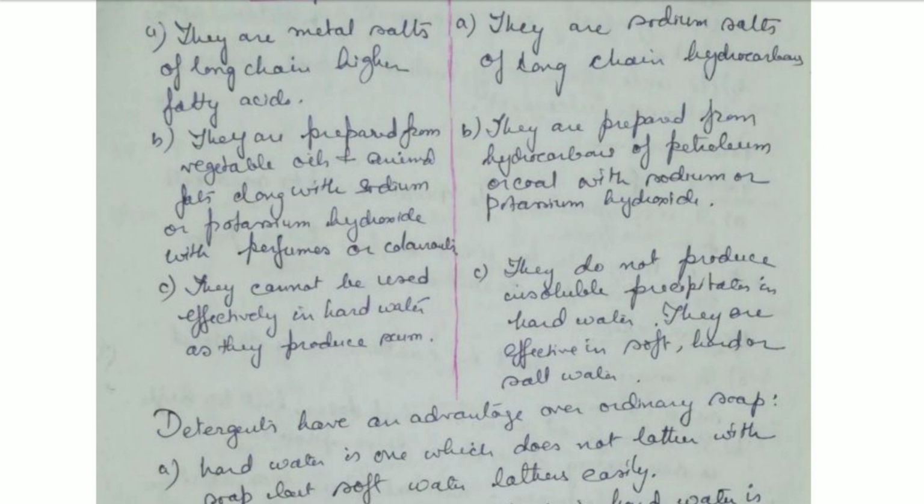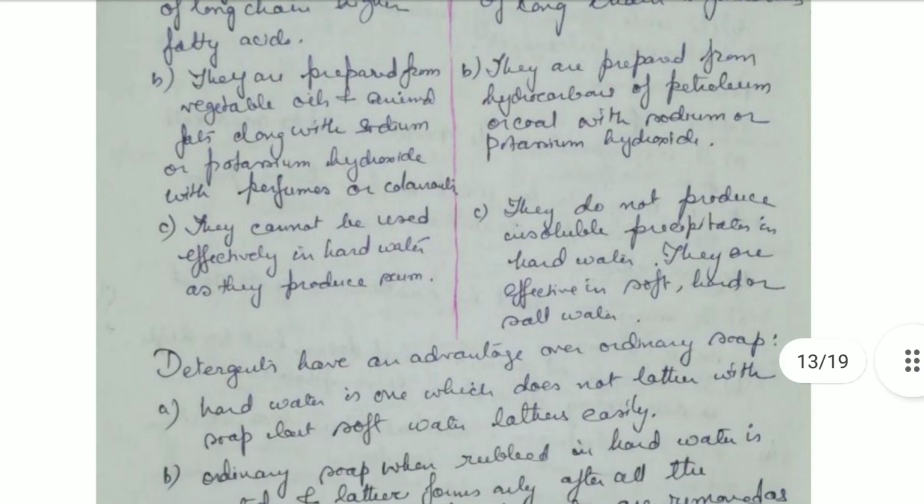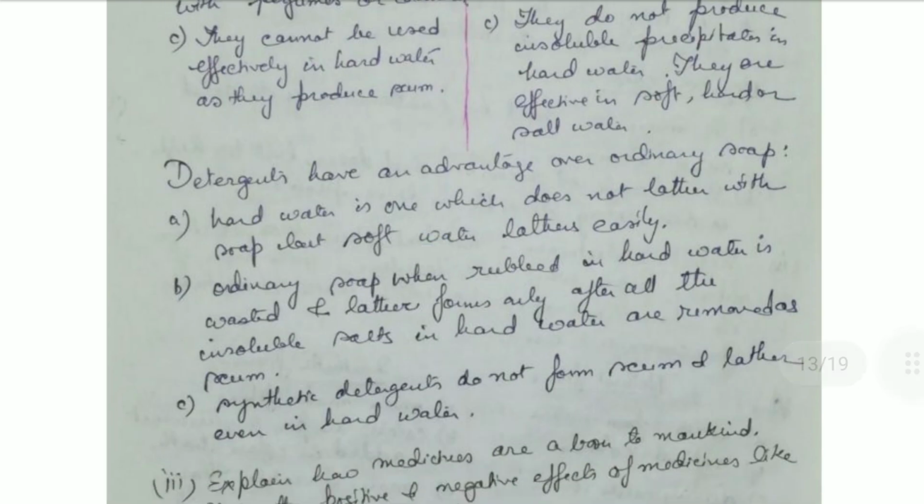Next, soaps cannot be used effectively in hard water, as they do not produce lather but they produce scum. In the case of detergents, they do not produce insoluble precipitates in hard water. They are effective in soft, hard or salt water, all of them. They do not produce insoluble precipitates, but soaps produce an insoluble precipitate that is known as scum.